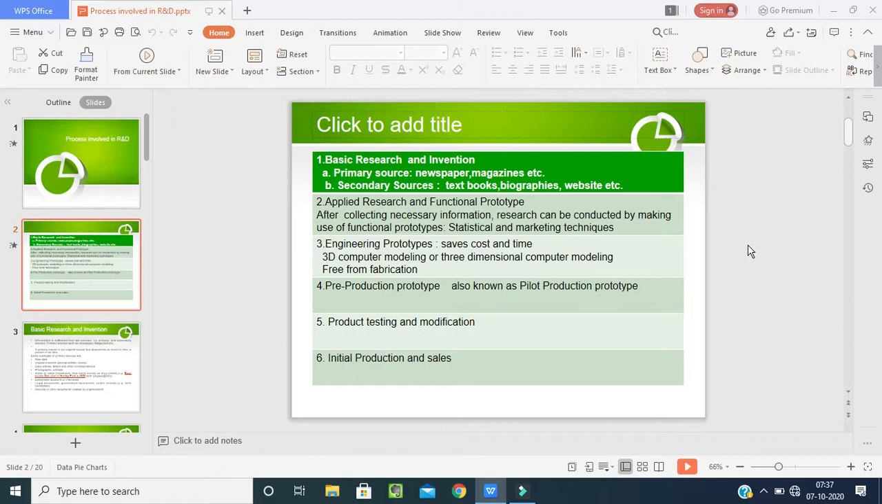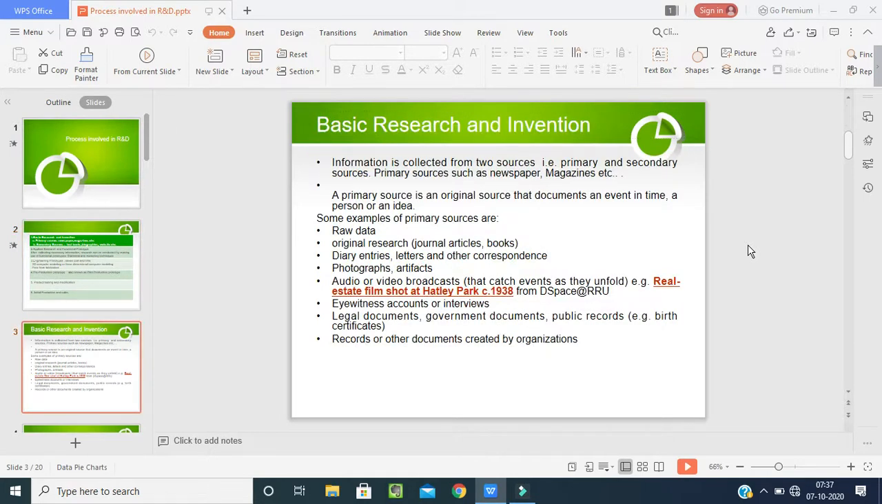Now we'll go to the first step, that is basic research and invention. What does it include? It includes information collected from two sources, either primary or secondary. Primary sources are such as newspapers, magazines, etc. But what does primary source really mean? A primary source is an original source that documents an event in time, a person or an idea.